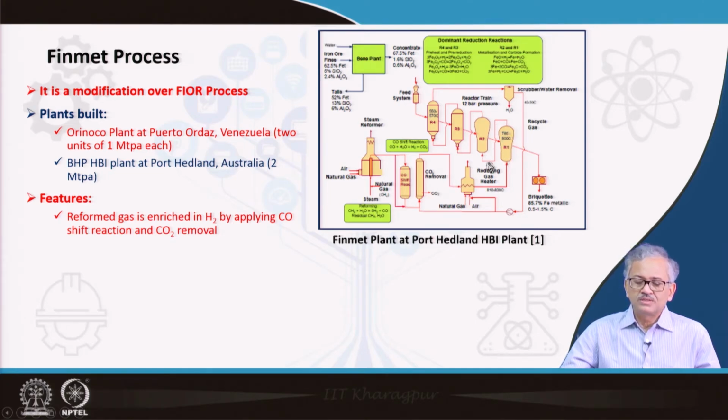And after preheating the gas to around 810 to 830 degrees centigrade, you push it to reactor number 1. And then the gas from reactor number 1 enters into reactor number 2, and from reactor number 2 it enters into reactor number 3, and from 3 it is pushed to reactor number 4, and the feed is charged from reactor number 4. So it is a counter current process.